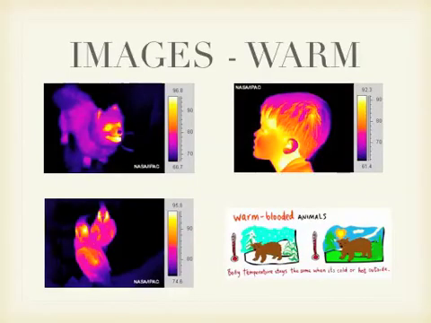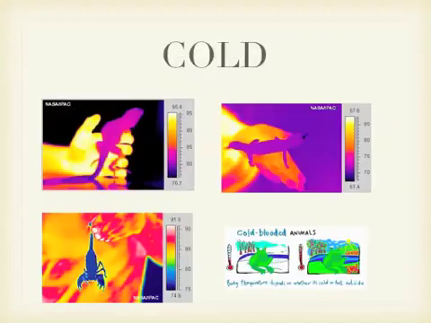These are some images of warm-blooded organisms. You can see the background of the picture is very cold. I know that because it's black. The warm-blooded organisms come up in purple and red and orange and yellow. They're warmer than their surroundings.